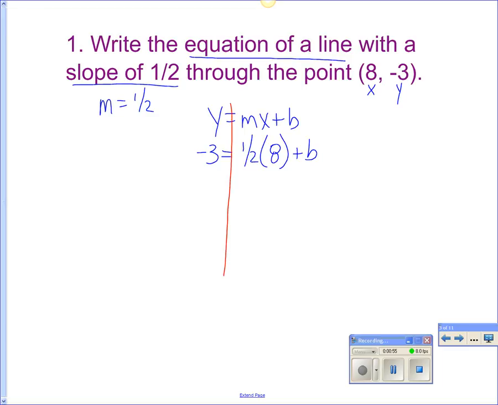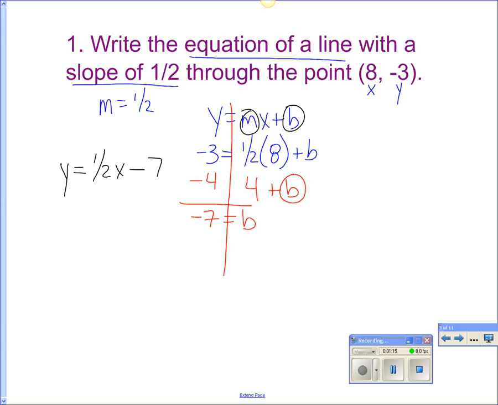So I'm going to draw my line. I'm going to multiply 1/2 times 8, which gives me 4. Circle b, so I need to move 4 to the other side. It becomes negative, which gives me -7 equals b. My final answer, I need my milk and my brownies. So it's going to be y equals 1/2 x minus 7. Okay, that's a review from yesterday.